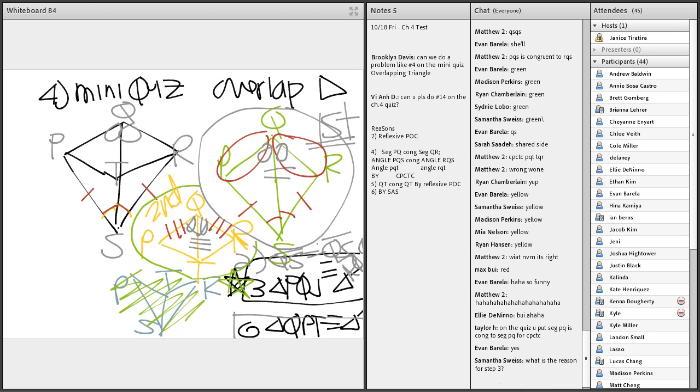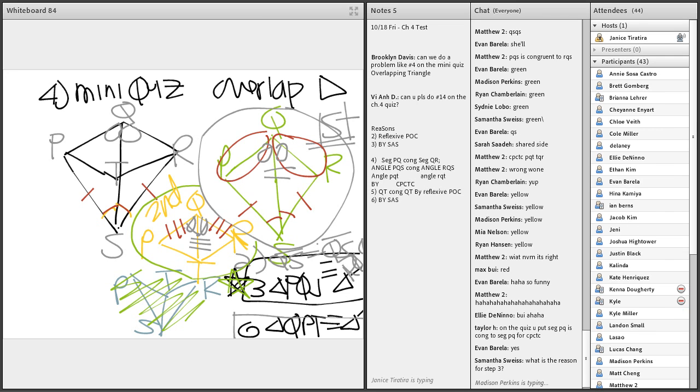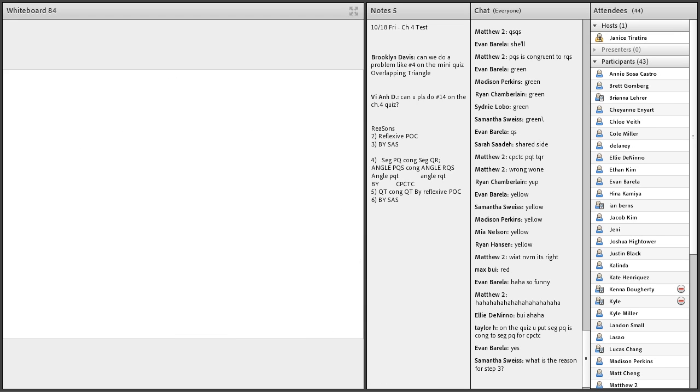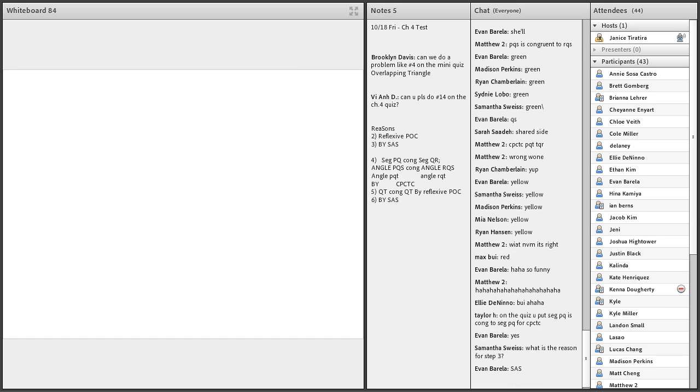Okay, what's the reason for step 3? Oh, sorry, I never wrote that. Yeah, the reason for step 3, back in the green picture, is side angle side as well. Yeah, just coincidence. It doesn't have to always be side angle side. Okay, Samantha. So that answered the overlapping triangle and the mini quiz.